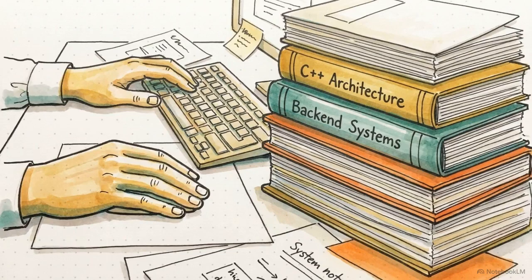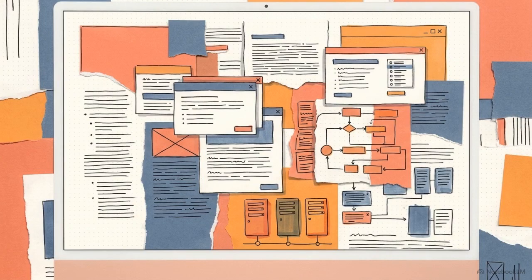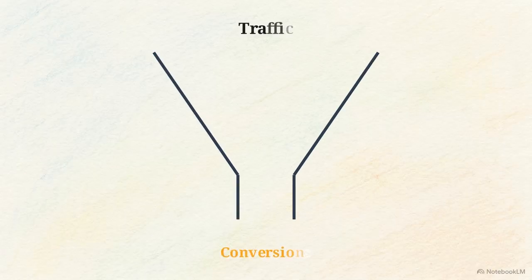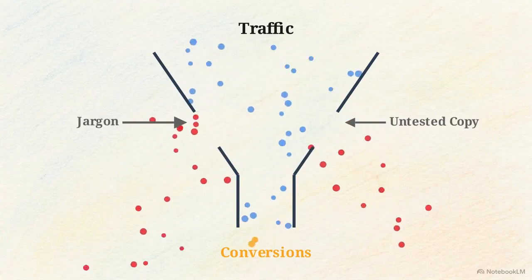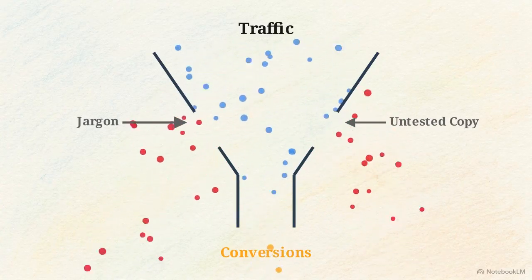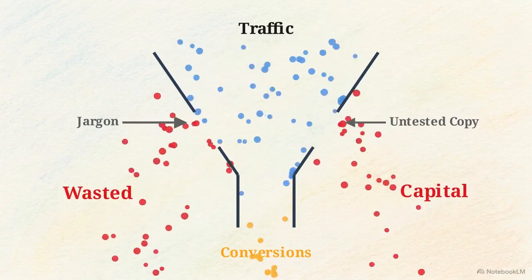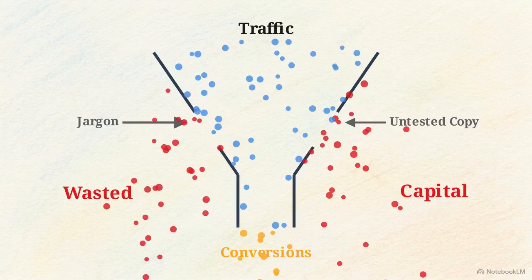Technical founders frequently build pages based on personal bias, filling them with industry jargon like next-gen AI solutions or all-in-one platform that fails to resonate with actual human needs. Buying more traffic for an untested, jargon-heavy page is simply paying to watch potential users walk out the door. Without proof that your message works, you are pouring capital into a leaky funnel.